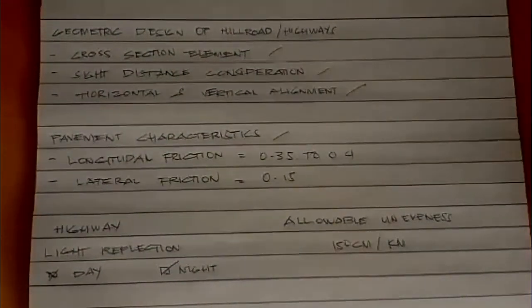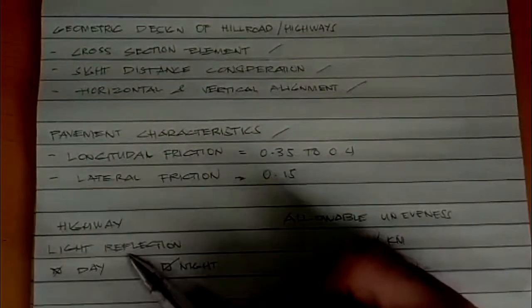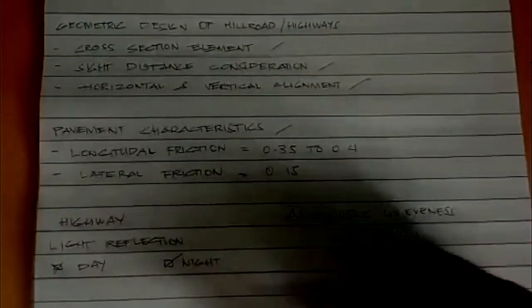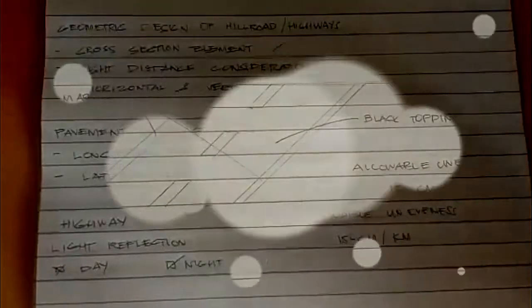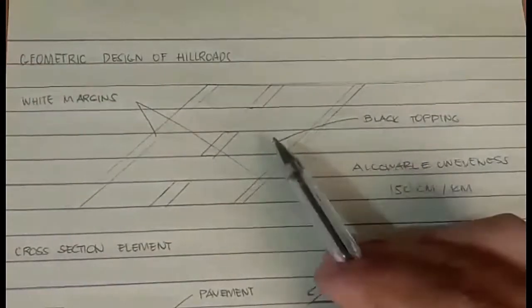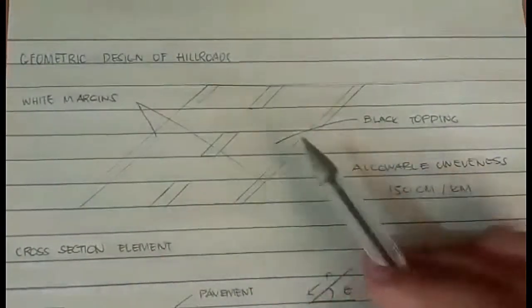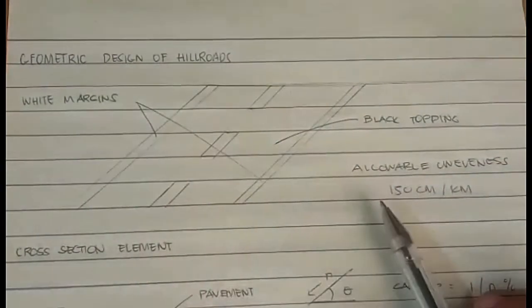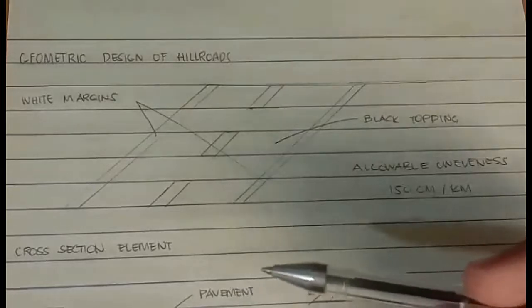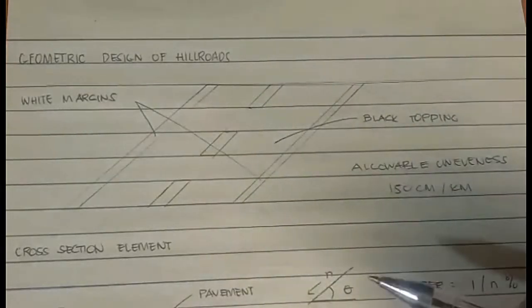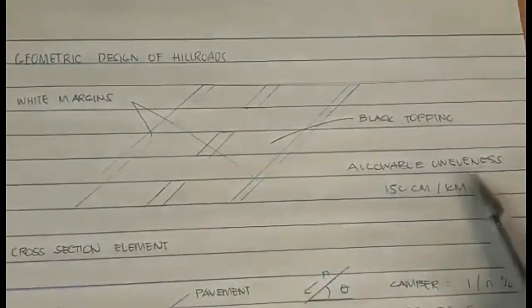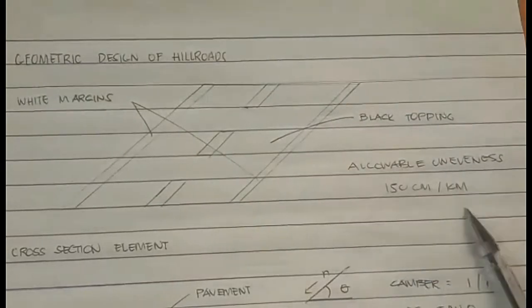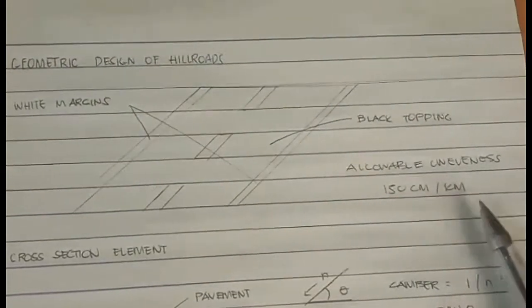So the highways should not be light reflecting in the day, but light reflecting at night. That's why we design highways with a black topping and white margins, because white margins reflect at night and it helps the driver to see the road at night because we have the white margin as a guide. Now, the allowable unevenness in the highway should not be greater than 150 cm per kilometer.